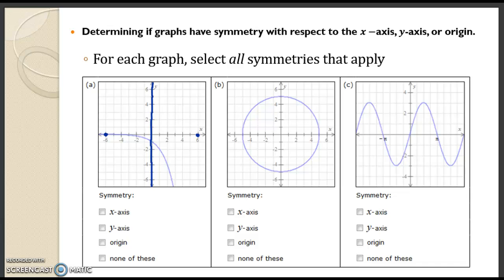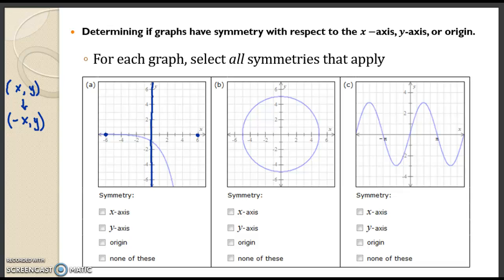So you can think of y-axis symmetry as if the point x, y exists, then if it has y-axis symmetry, that means that the point -x, y is going to also exist on the graph. Okay, this one doesn't have it, so that doesn't have y-axis symmetry.